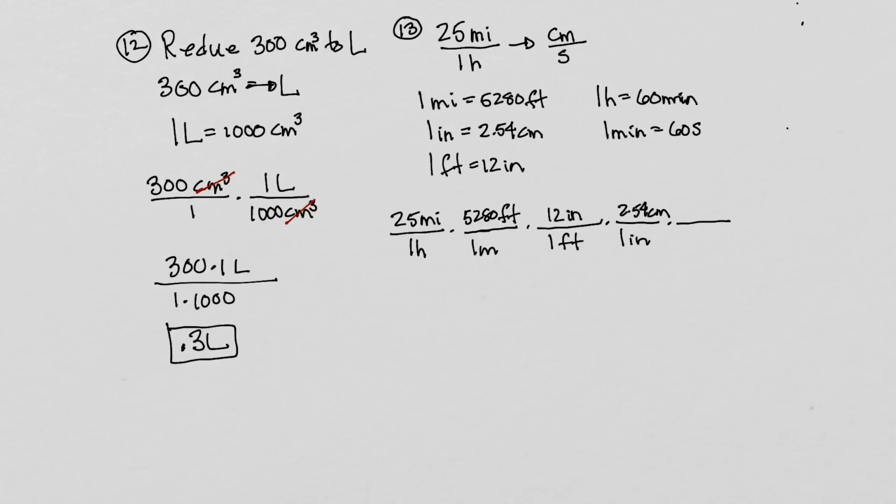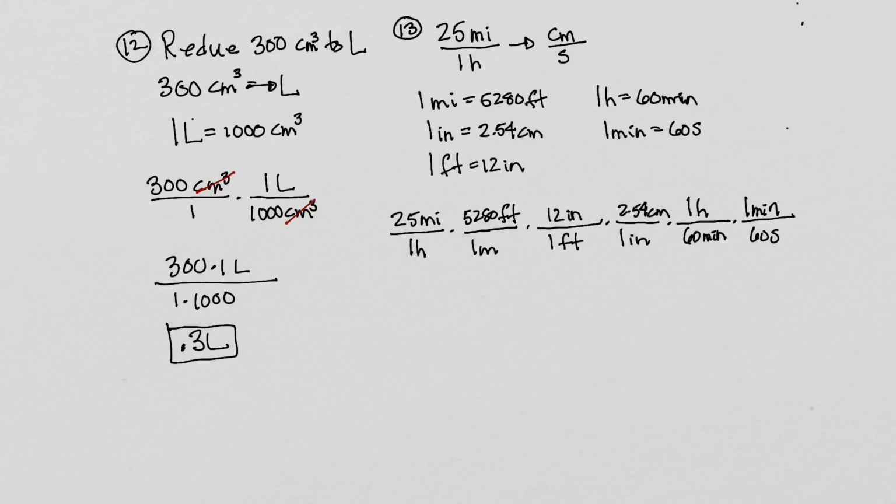Now, for our times, we already have 1 hour over here, so I want that to cancel. So I'm going to put the hour on the top and use this one right here, hours to minutes. So we'll go 1 hour, 60 minutes. And then we can use this last conversion here, 1 minute to 60 seconds. I want minutes to cancel, so I'll put the 1 minute up there. So we'll have 1 minute over 60 seconds. Now, it doesn't matter what order these things go in. They're all going to cancel out appropriately.